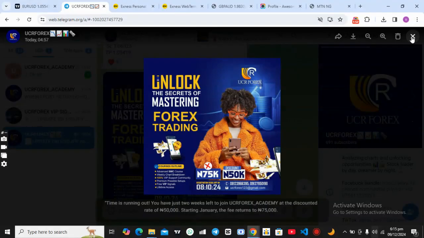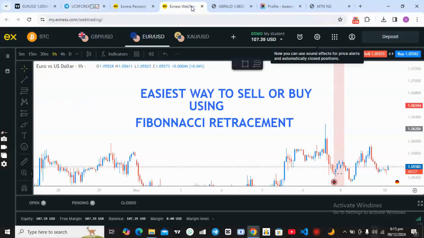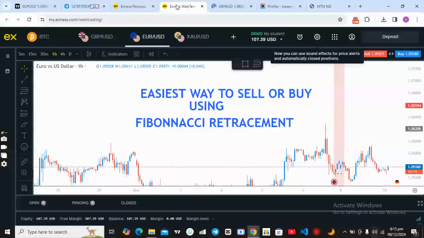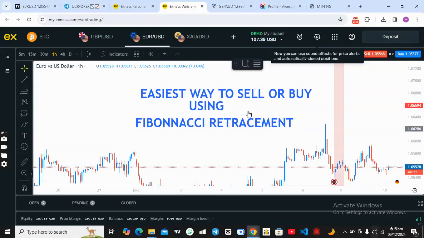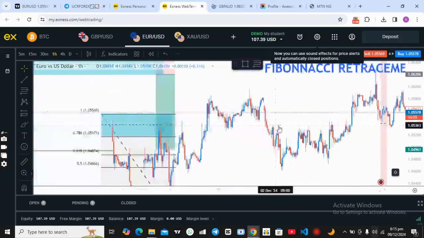Now we'll be walking you through how you could make use of your Fibonacci retracement to go in for a buy or a sell whenever you are on the chart. First of all, we're going to start by playing price backward, right like this. I believe you just watch the video to the end.